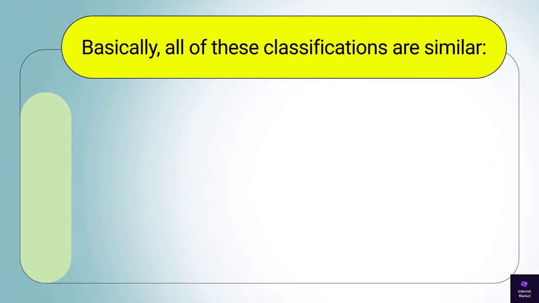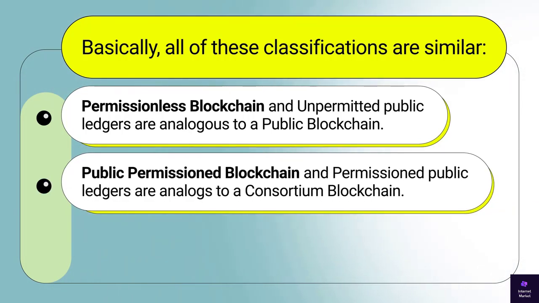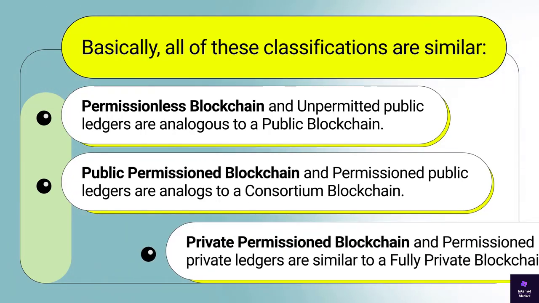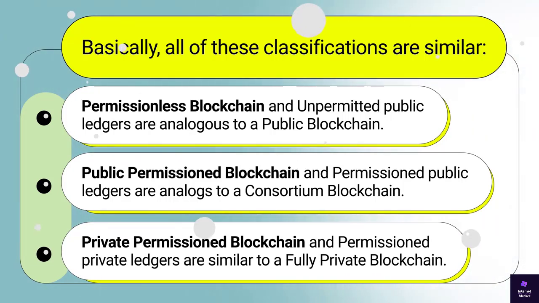Basically, all these classifications are similar. 1. Permissionless blockchain and unpermitted public ledgers are analogous to a public blockchain. 2. Public permissioned blockchain and permissioned public ledgers are analogous to a consortium blockchain. 3. Private permissioned blockchain and permissioned private ledgers are similar to a fully private blockchain.